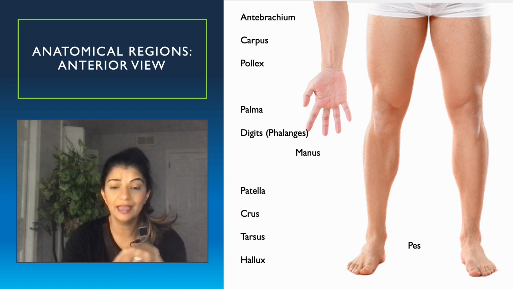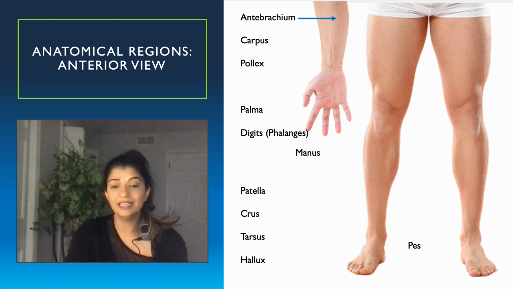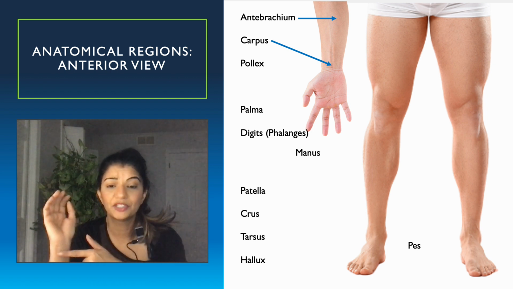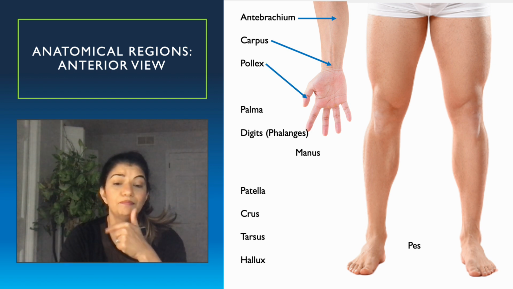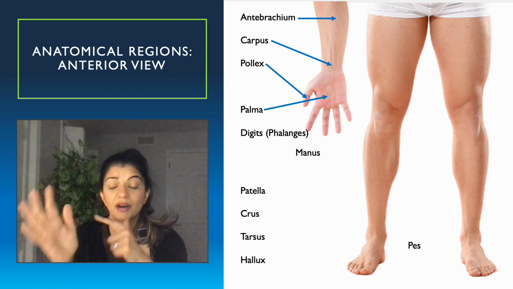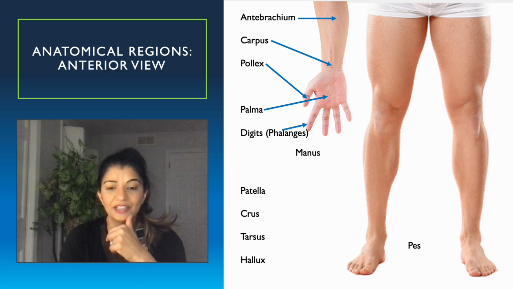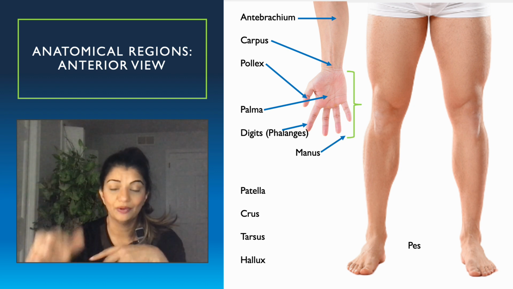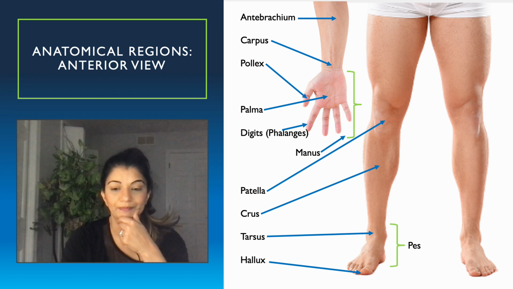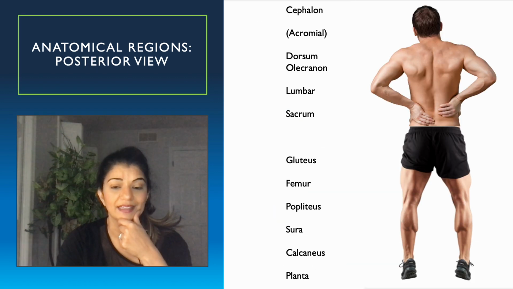Okay, let's look again at the anterior view, but the lower part of the body. Antebrachium. So we had brachium up here, and then we have antebrachium lower. And then we've got carpus, which is your wrist area. Pollex. Now, this is one that people don't always think about. That's going to be your thumb. Palmar, makes sense. Digits or phalanges. And then manus is basically your whole hand. Patella, crus, which is going to be the front where shin guards go. Tarsus and hallux. Hallux is going to be your big toe. And that is all called pes, which is the foot.